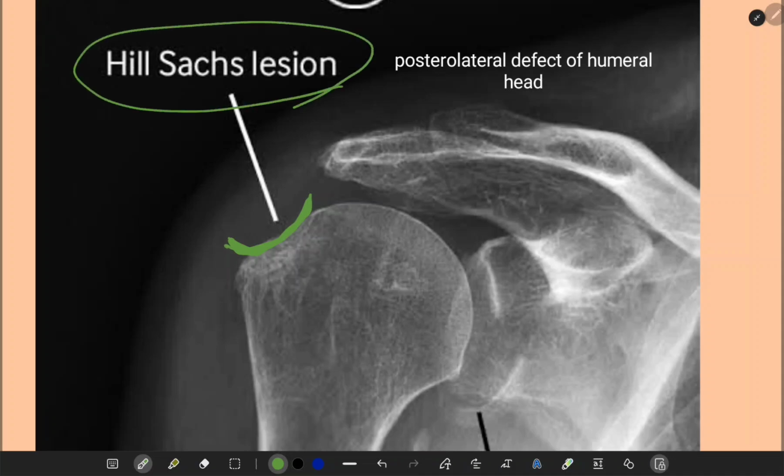So these are the two culprits that cause recurrent dislocation of the shoulder and need to be addressed if the patient wants relief from recurrent dislocation.